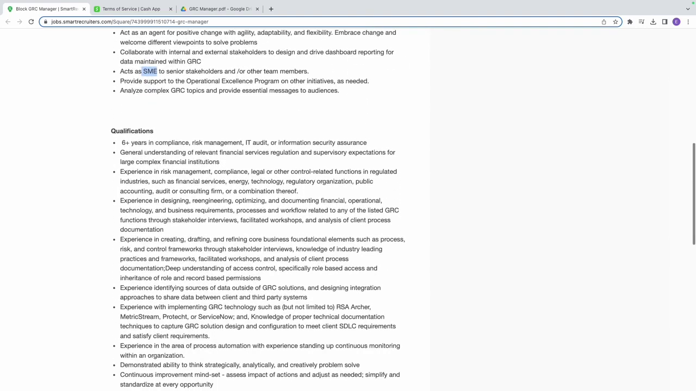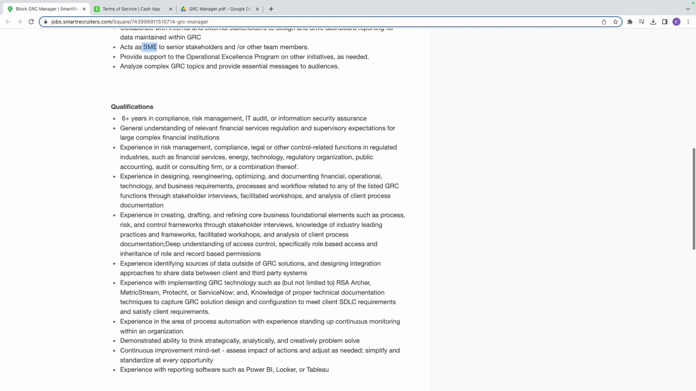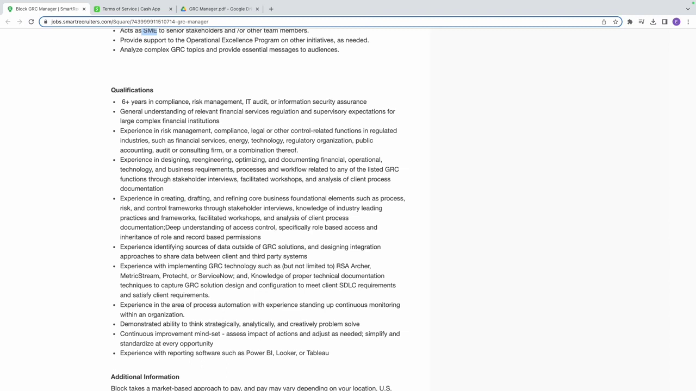Now, this is the qualification. Here is very, very interesting. They're asking for 6 years in compliance risk management. All right, I'm going to tell you for free, you don't have to have 6 years to apply for this. You don't. So just apply. Give it a shot.